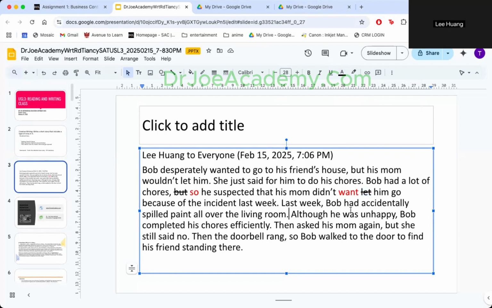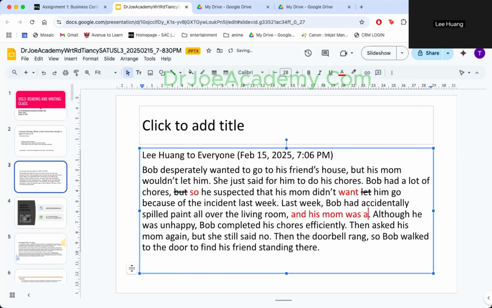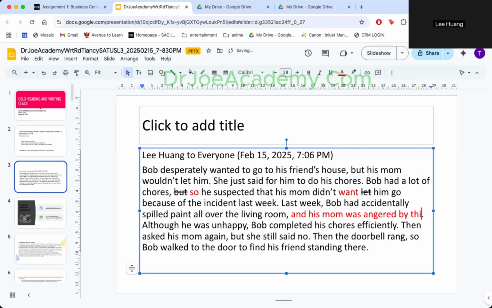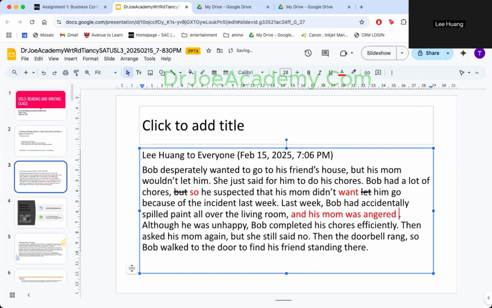Can you give me more information about this incident? He accidentally spilled paint all over the living room. And what was the reaction? What happened? His mom got really mad. His mom was very angry. We could say angered.